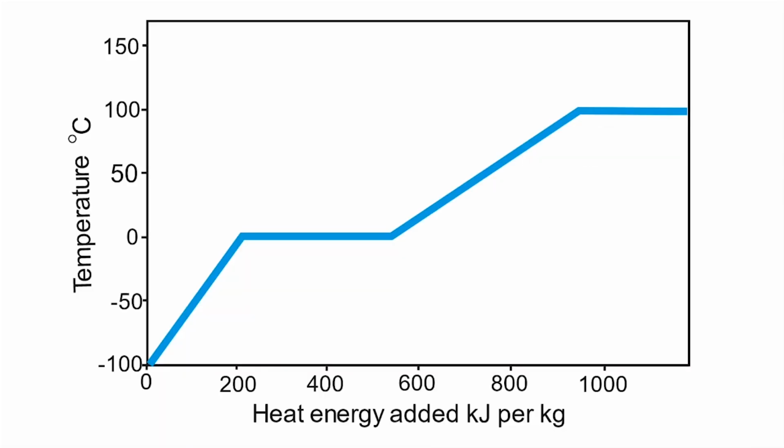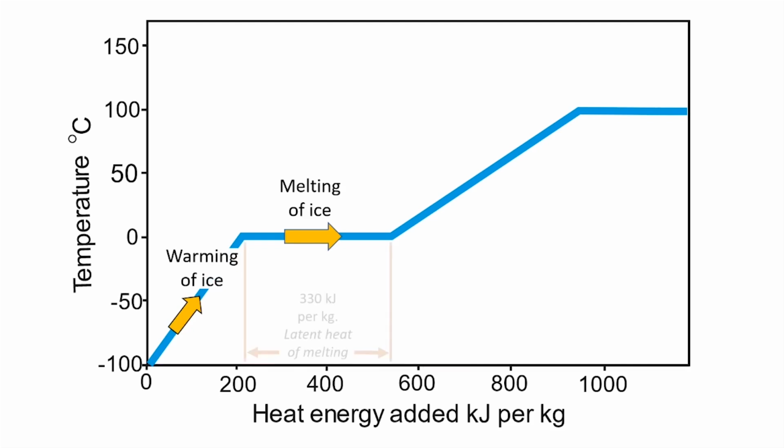Here is what happens to a kilogram of ice when heat is added to it. This graph starts at minus 100 degrees Celsius. As heat is added along this axis, the ice warms up along this slope, then it plateaus at 0 degrees Celsius while latent heat is absorbed by the kilogram of ice that is melting. A kilogram of ice or snow absorbs 330 kilojoules of latent heat in this melting process, more than is required to warm the ice from minus 100 degrees to the melting point.